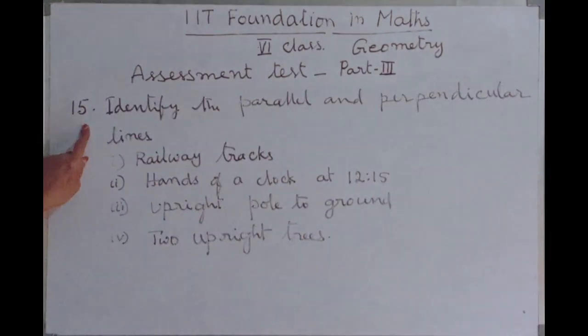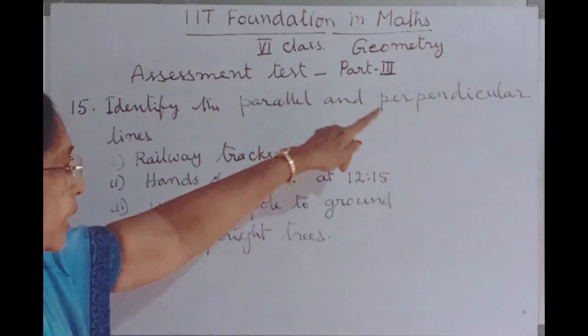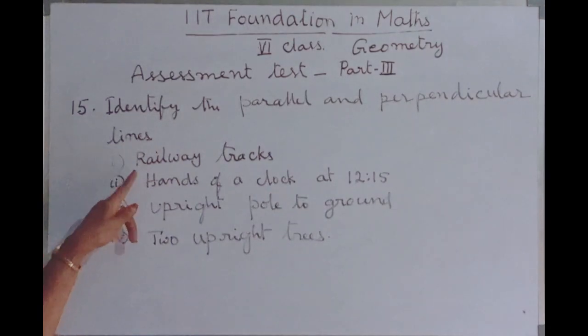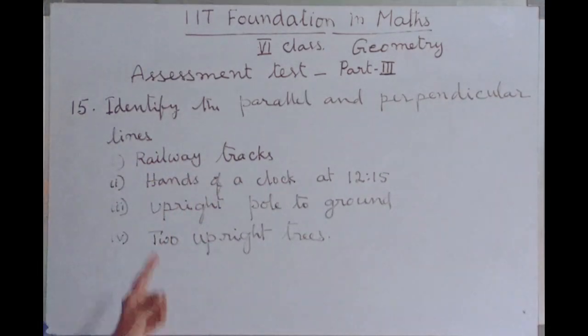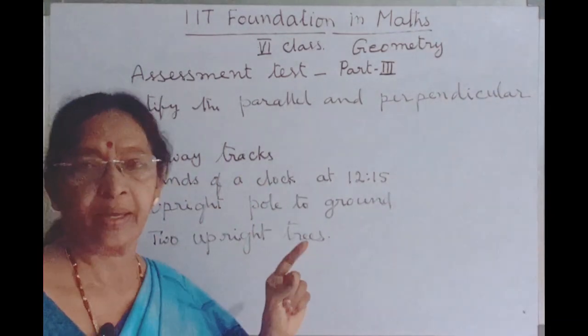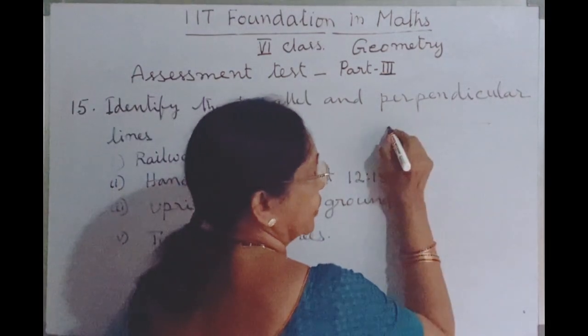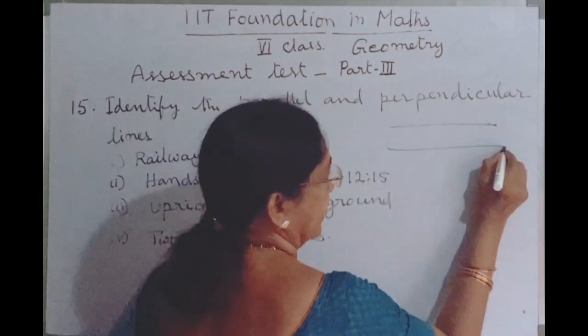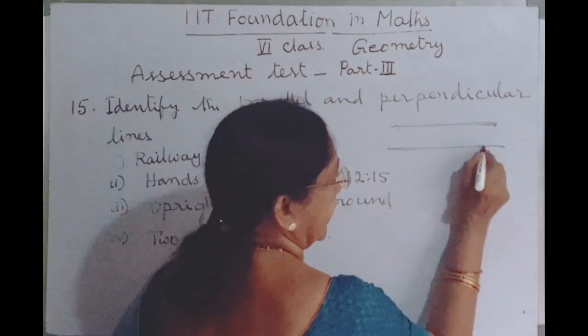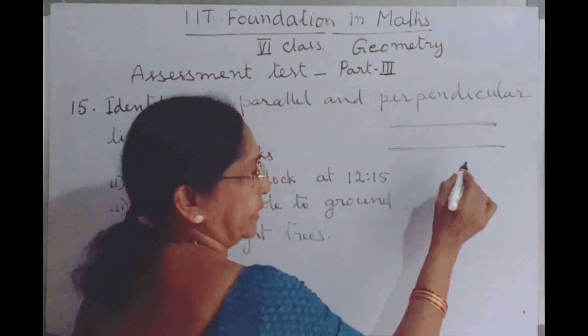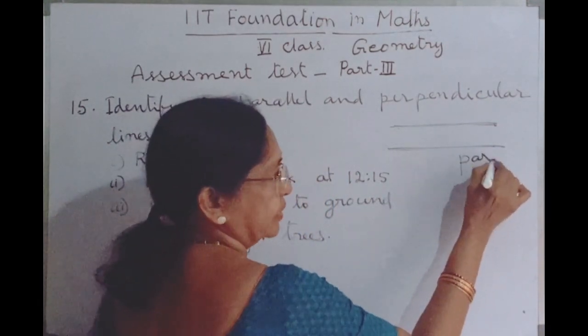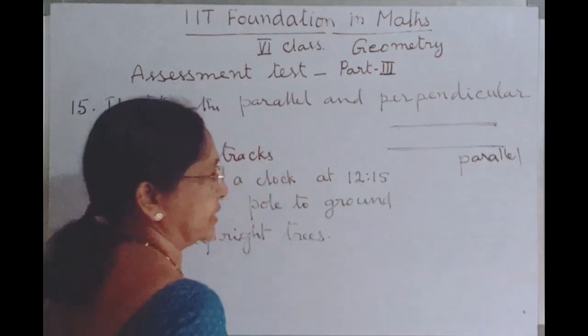Next, 15th problem. Identify the parallel and perpendicular lines. Number 1, railway tracks. Railway tracks are parallel lines because they never meet at any point. So railway track is like this. These two are railway tracks. So they never meet at any point. So they are parallel to each other.